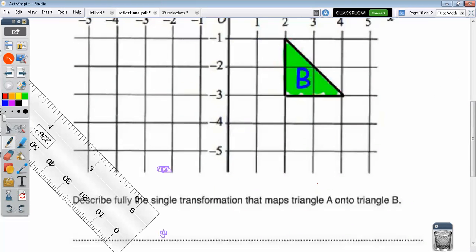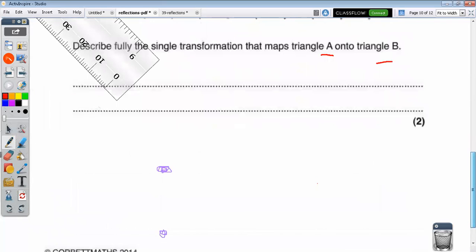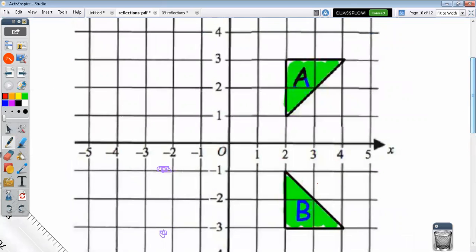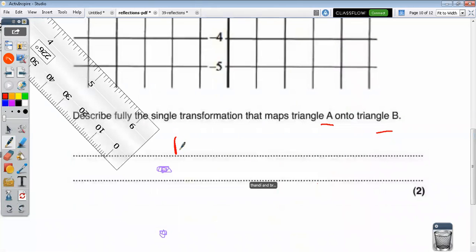Describe fully the single transformation which maps A onto B. How many marks? 2 marks. A onto B. So number 1, we can tell that this is a reflection. So to mention reflection, it's 1 mark. Clear? Reflection. Then what do we mention? Mirror line.